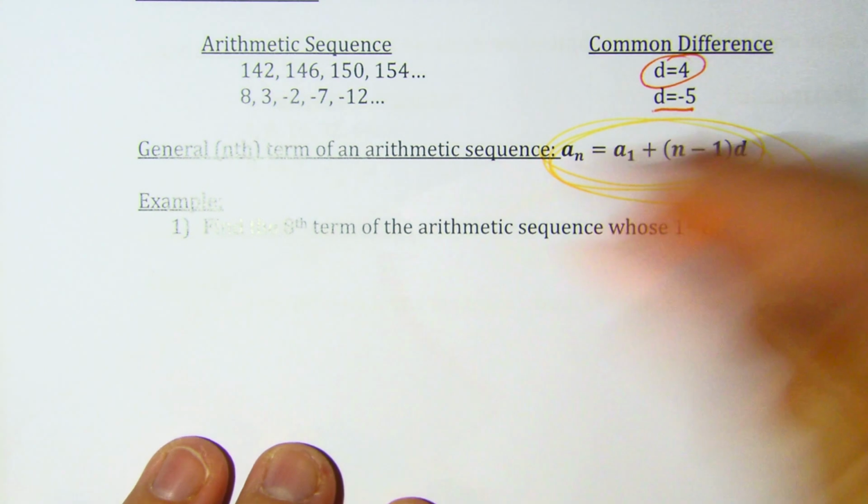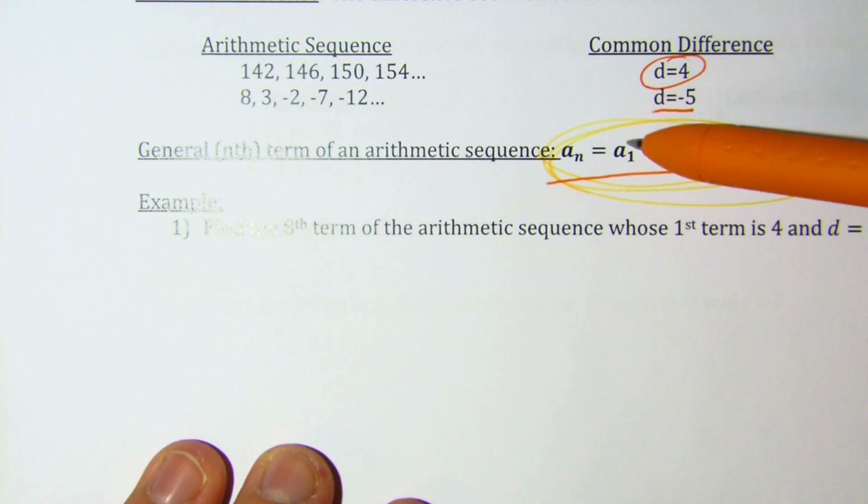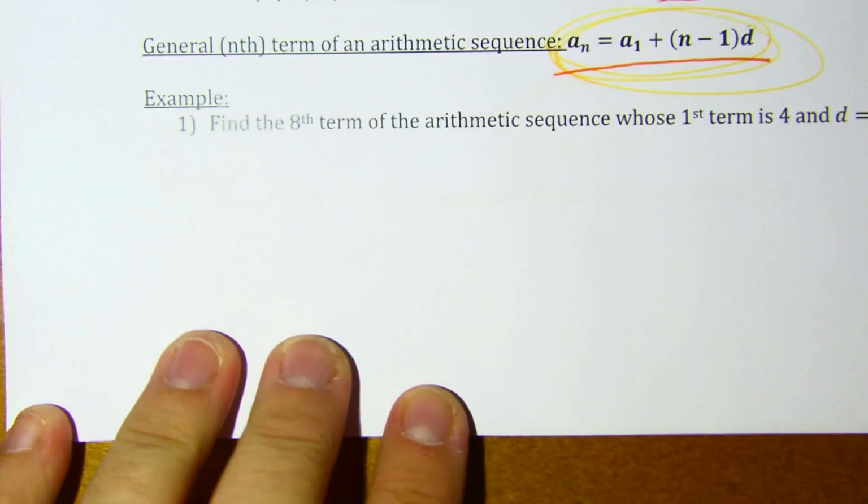And we can find any term in this sequence by using the general form of an arithmetic sequence. We can write an equation for the pattern using the first term, n, and then the common difference. So let's see that in an example here.